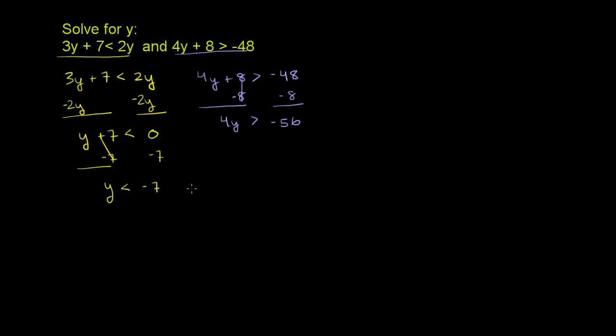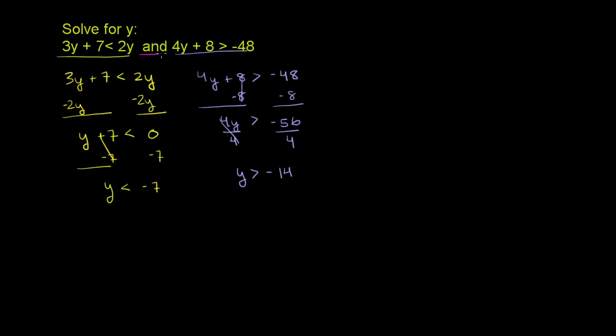Negative 56. And now to isolate the y, we can divide both sides by positive 4. And we don't have to swap the inequality since we're dividing by a positive number. So we get y is greater than negative 56 over 4. Let's see. 40 is 10 times 4, and then we have another 16 to worry about, so it's 14 times 4. So y is greater than negative 14. Is that right? 4 times 10 is 40, 4 times 4 is 16. Yep, 56. So y is greater than negative 14.